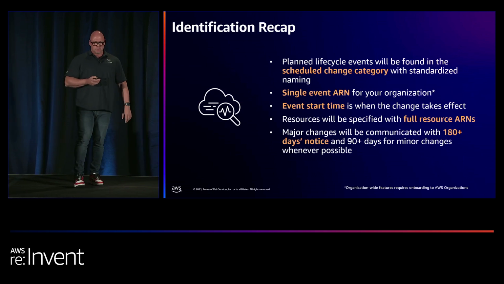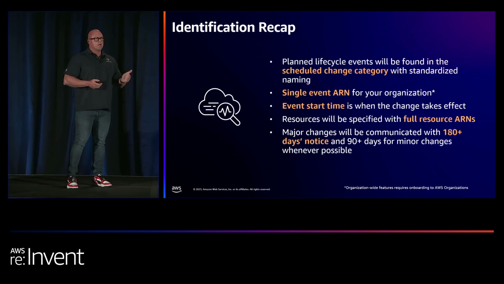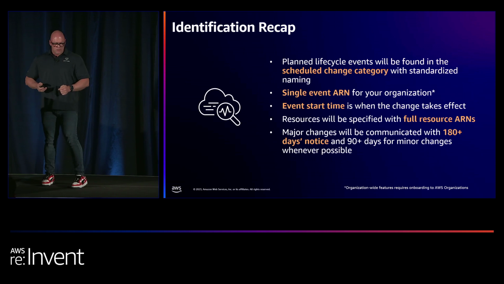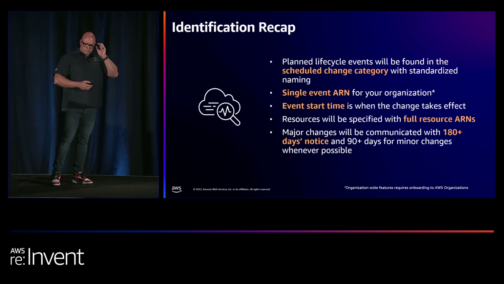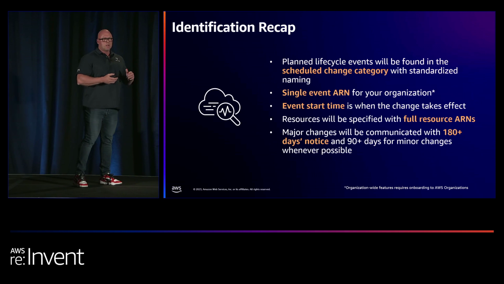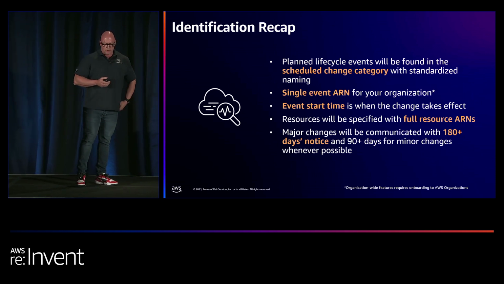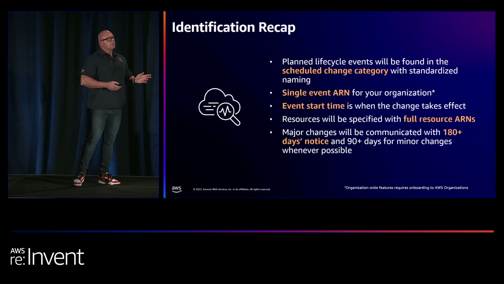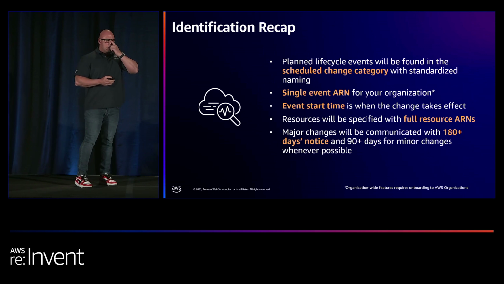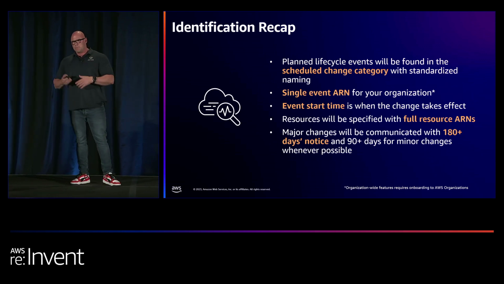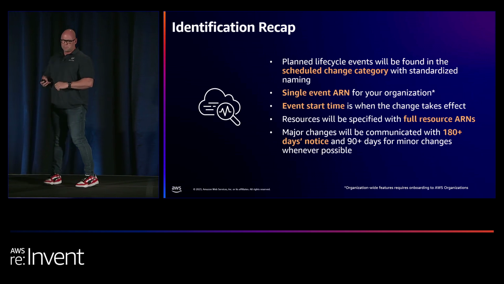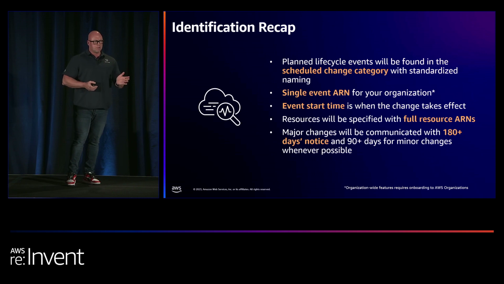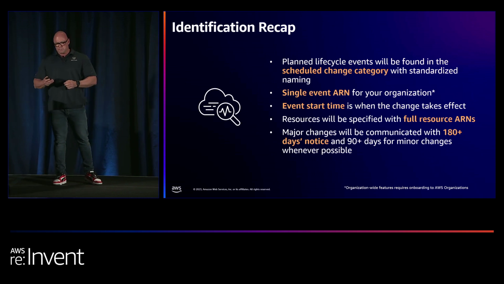So to recap this section, planned lifecycle events will be found in the scheduled changes category with standardized naming. And we'll use a single event across your entire organization to communicate about all updates on that planned lifecycle event. The event start time will reflect the time at which the change actually comes into effect. And planned lifecycle events will be resource specific and the full resource ARNs will be supplied to you. And we'll be giving you enough time to plan for these events with at least 6 months notice on major changes.